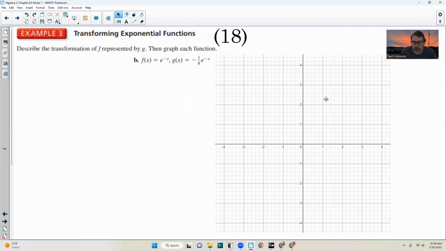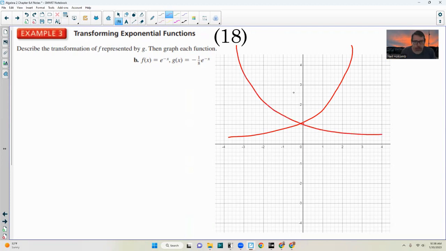So instead of going up like this, I'm going to draw that up really quick. e to the 0 is 1. So e looks like this, if you will. If you reflect it in the y-axis, it's going to go like this. Okay, so let's take a look. That's that one. And then we're going to take the initial function and then this negative 1/8.